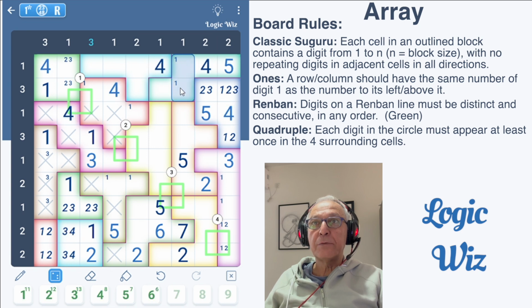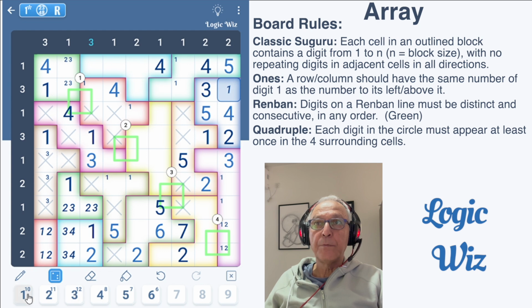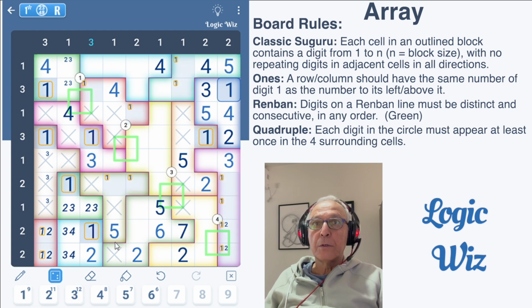Okay, and now in this row, we have an interesting situation. 1 must be here, therefore all the rest of the cells cannot be a 1. So I'm going to mark it with an X, which basically leaves only one place in this block for a 1, which is here. Makes it a 2. So we are done with this block.